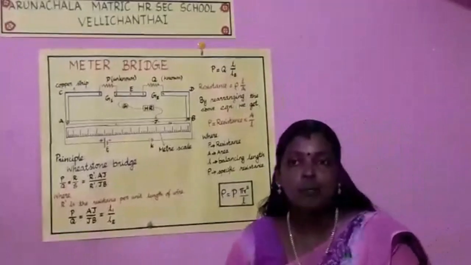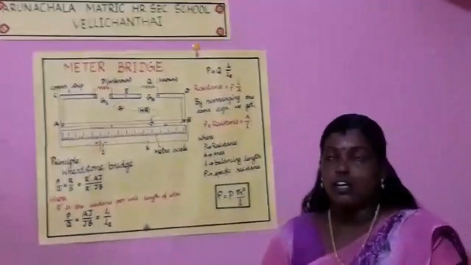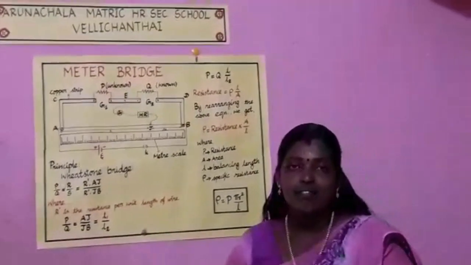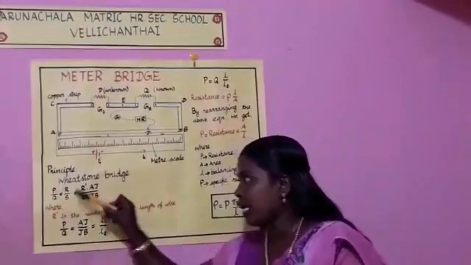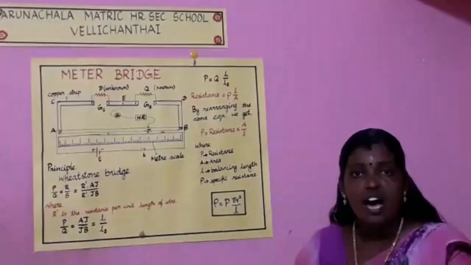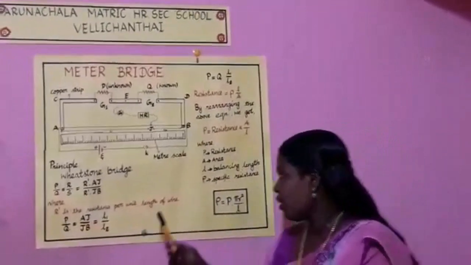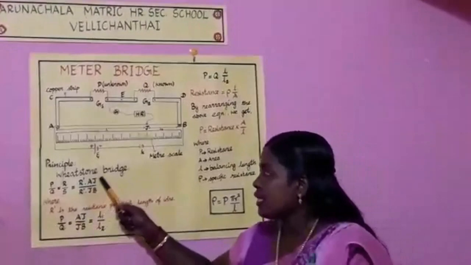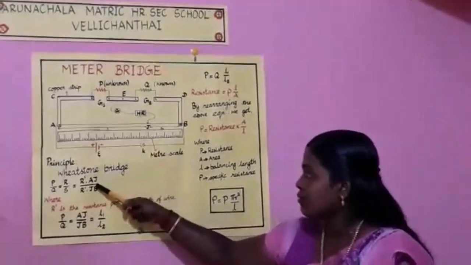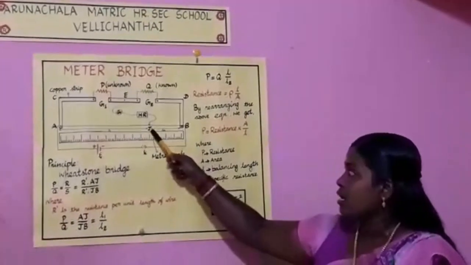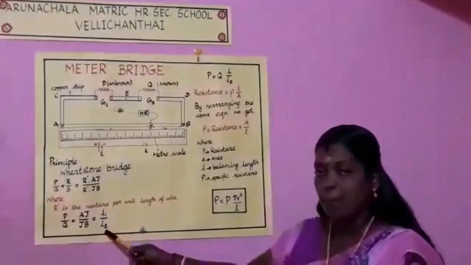Okay, do you know the principle of the meter bridge? It works on the principle of the Wheatstone bridge. The Wheatstone bridge formula is P by Q equal to R by S. What is R dash? R dash is the resistance per unit length of the wire. So R dash into AJ. What is AJ? The first balancing length divided by JB. What is JB? The second balancing length L2. So note it here: L1 divided by L2.